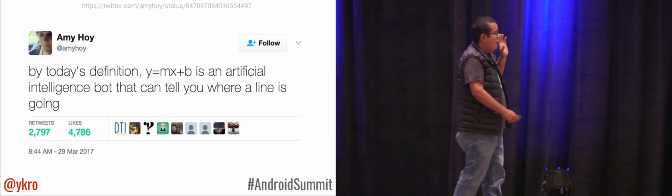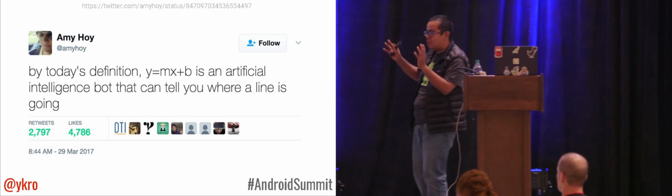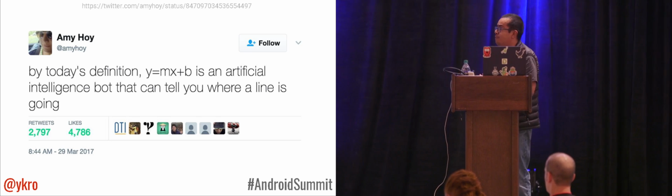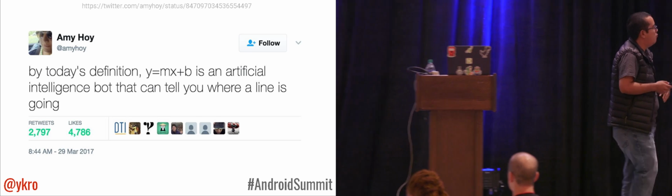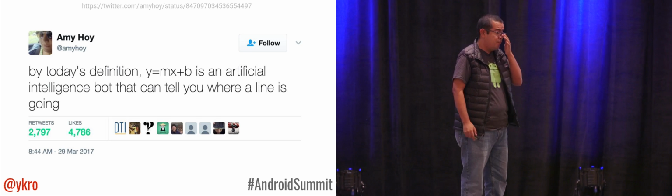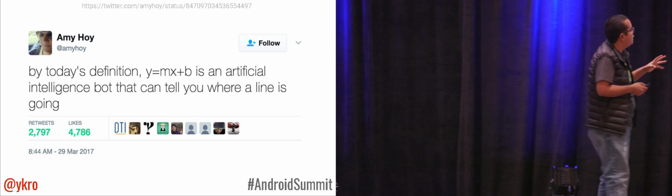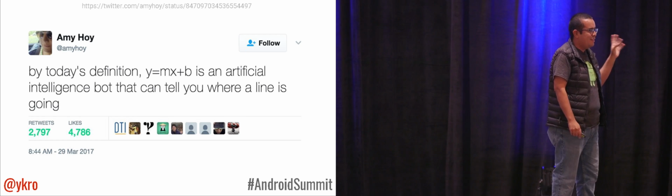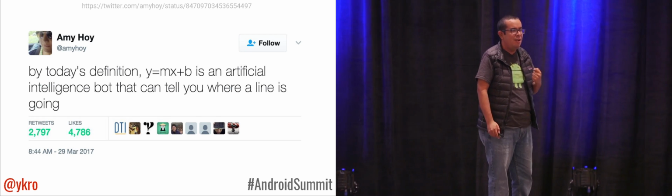So it's important to keep in mind that although my goal is to demystify the topic and stop seeing this as black magic or some black box, we're not trying to call everything AI. I took this from Twitter. It says, by today's definition, y equals mx plus b. That's the equation for a line. It's an artificial intelligence bot that can tell you where a line is going. This is a linear progression. Our basic approach to machine learning is a linear regression.